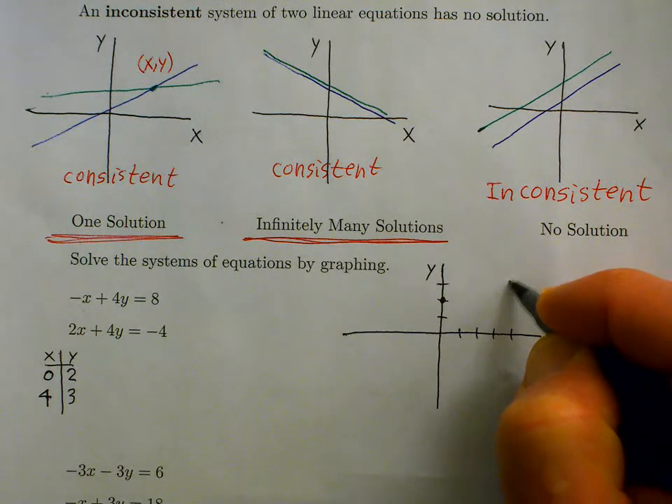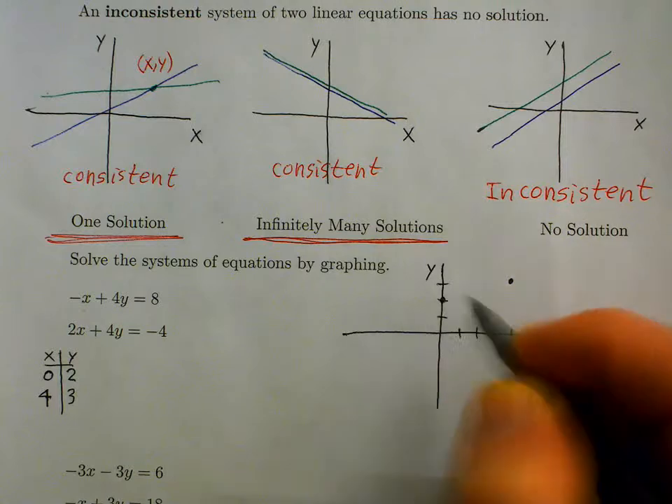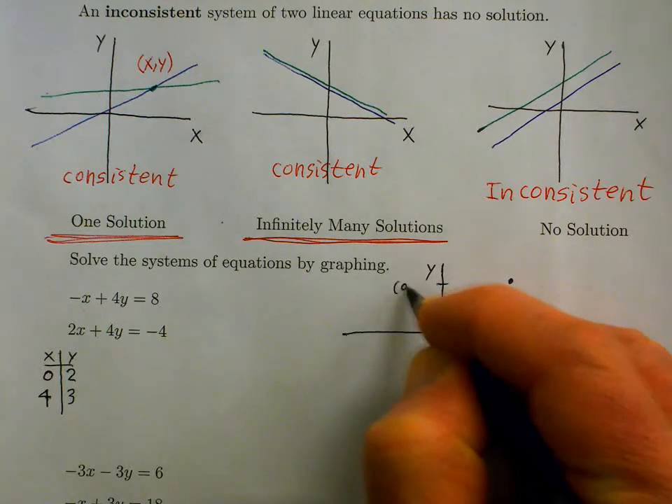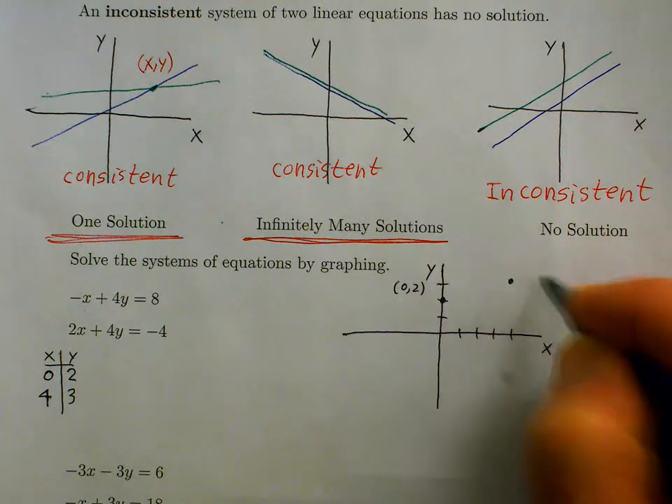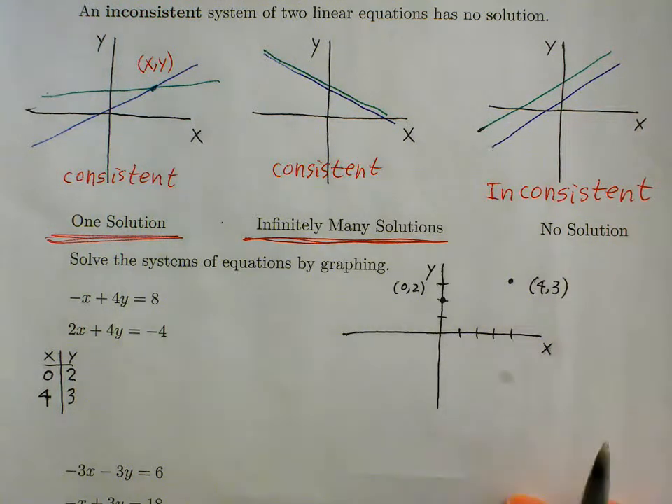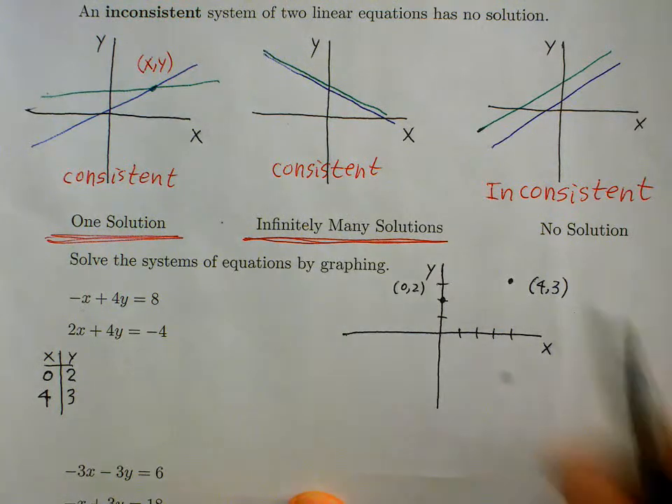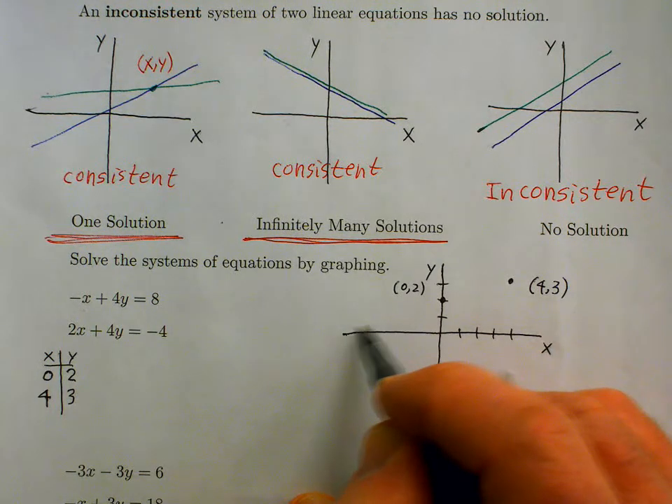is about right here. So this ordered pair is 0, 2. This ordered pair is 4, 3. And then draw a straight line through those points.